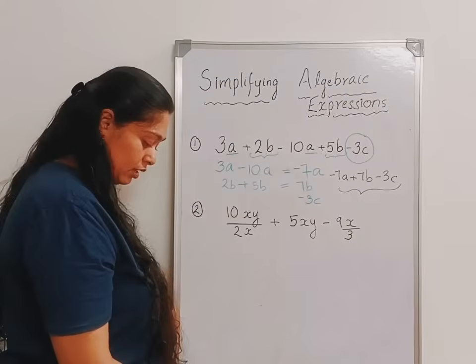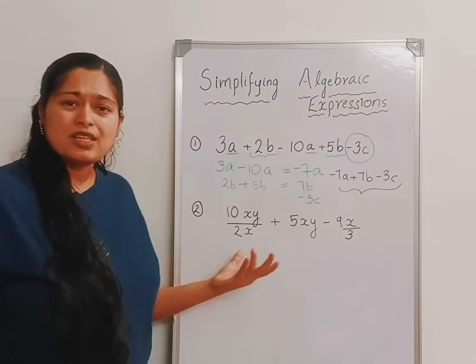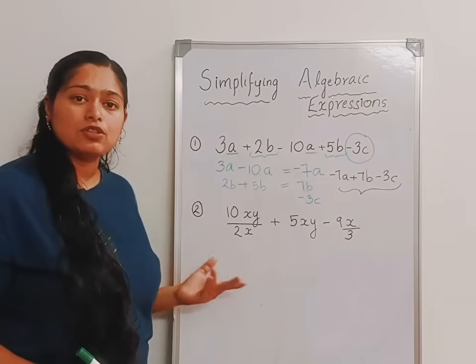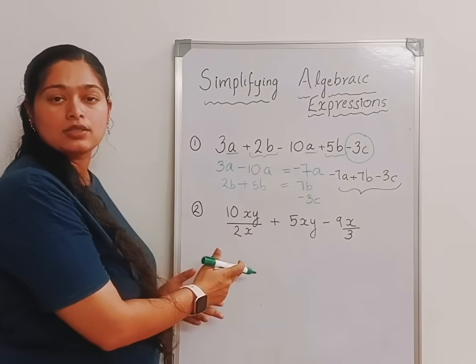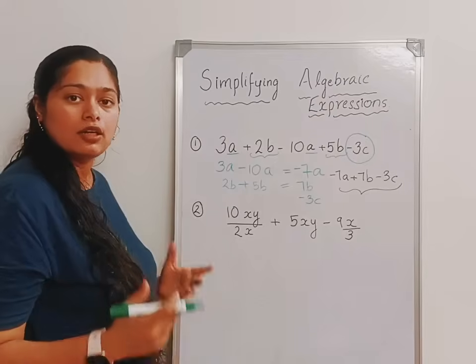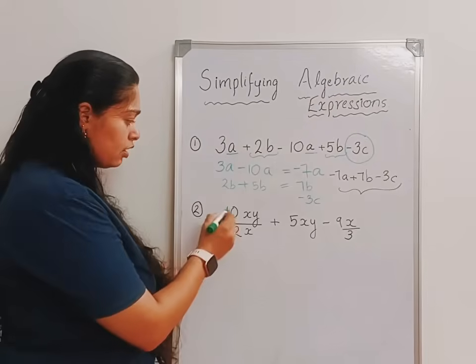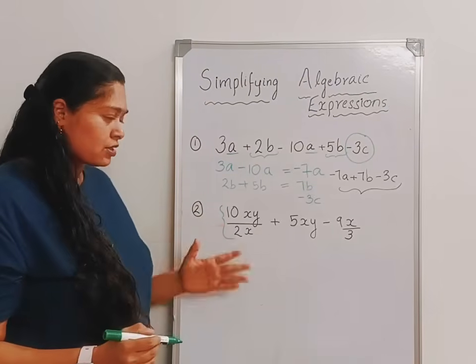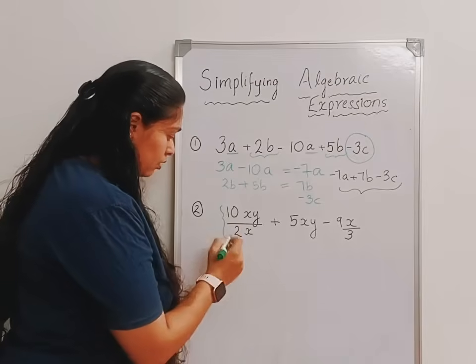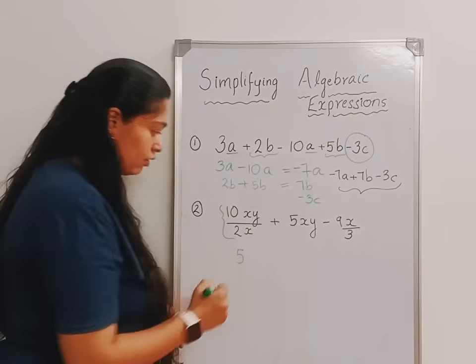Let's look into the second example. So this one is a little different. I have added some division over here. You can see 10xy by 2x. Okay, let's not get confused with the numbers. If you see 10 by 2, just divide it normally. Both are positive, nothing to think too much. So 10 by 2 is going to be 5.